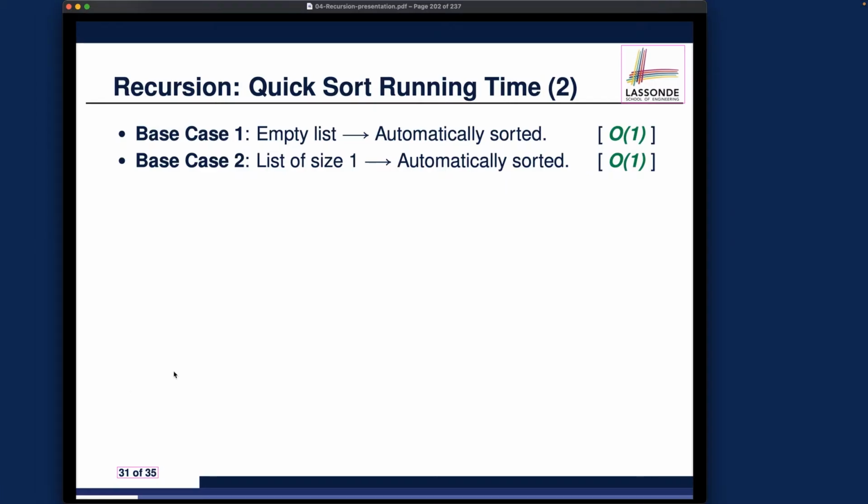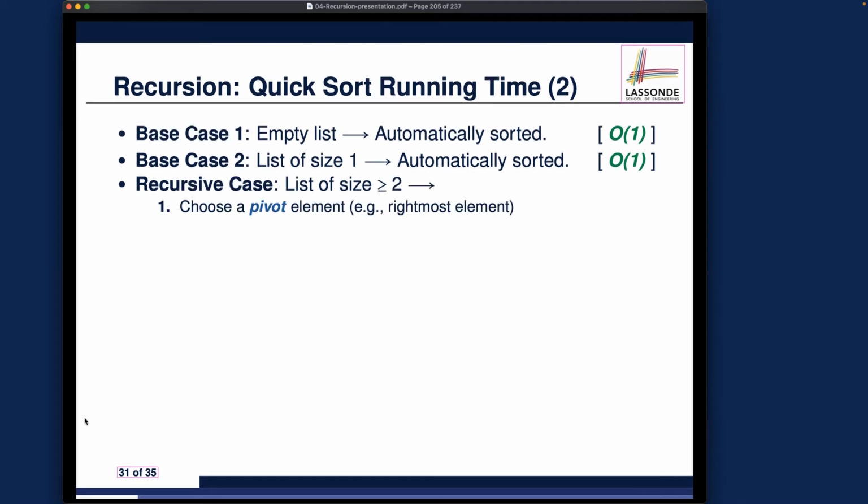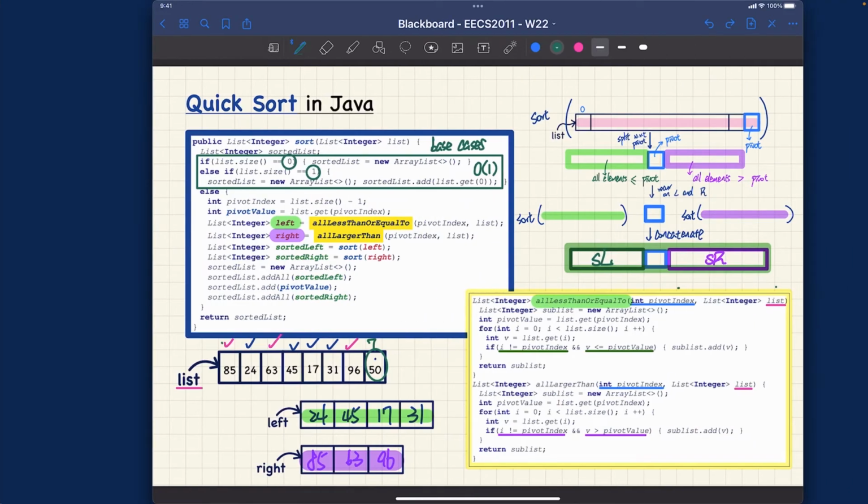And let's now go back to the recursive case. Remember, the first step is to choose a pivot element. For example, the rightmost element or the leftmost or the middle one, but they're going to be very straightforward, which will take only a constant amount of time. And if you go back to the code, that's exactly these 2 lines over here: choose the pivot index and also get the corresponding pivot value. That's simply constant, big O of 1.